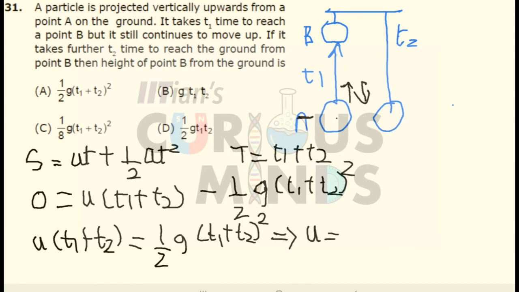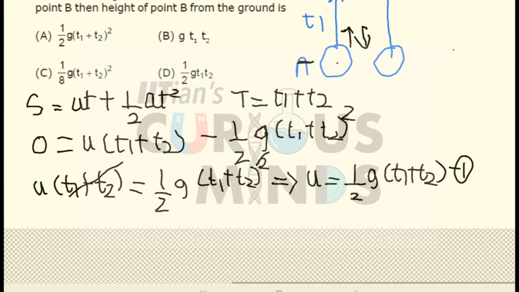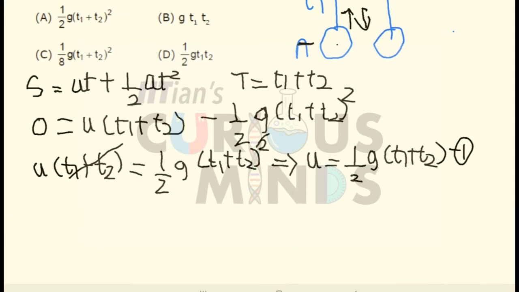Now over here, initial velocity u into (t1 plus t2) is equal to half g (t1 plus t2) the whole square. Therefore, which implies initial velocity u, t1 plus t2 and one factor of t1 plus t2 will get cancelled out. Initial velocity is equal to half g (t1 plus t2). Let this be the first equation.